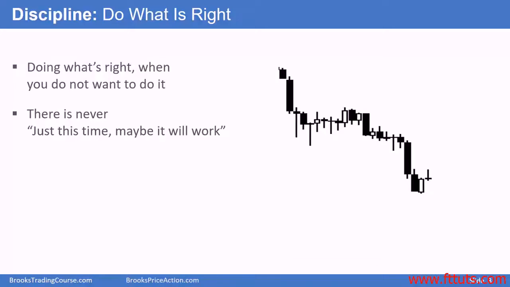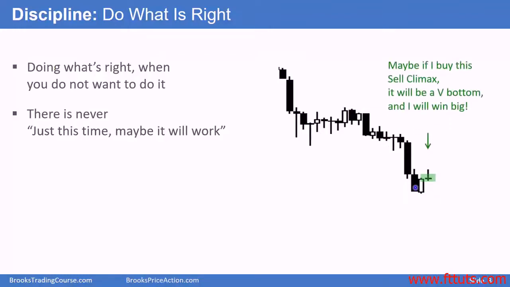For example, we got two legs down, one pullback two, and maybe this is a sell climax, and maybe I should buy. Maybe the V bottom will work this time. I know the probability is in a tight bear channel with small pullbacks it won't, but maybe it will. So maybe I'll buy the high of this bar, just above the high of that bar, and maybe I'll have a huge win. I know I'm taking a low probability trade, but my risk is small. My stop is here, and maybe I'll make all this profit. So I have a great risk reward profile, and I don't care about probability. Maybe this time it'll work, right?